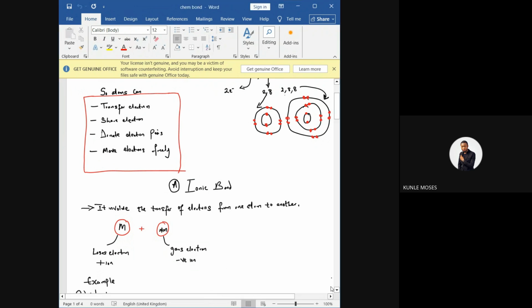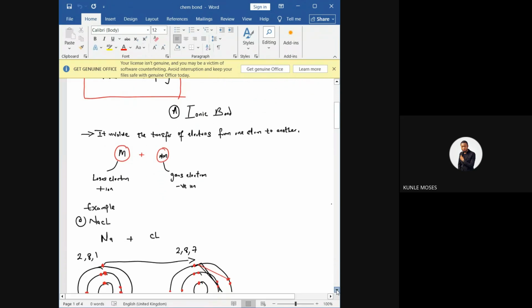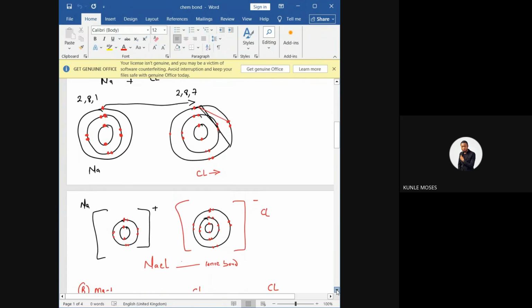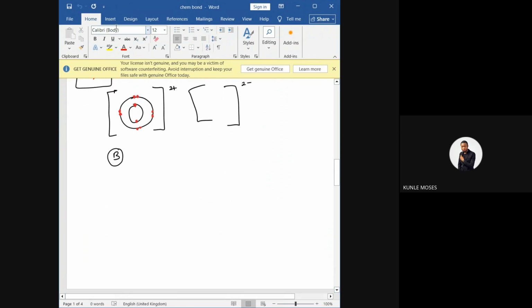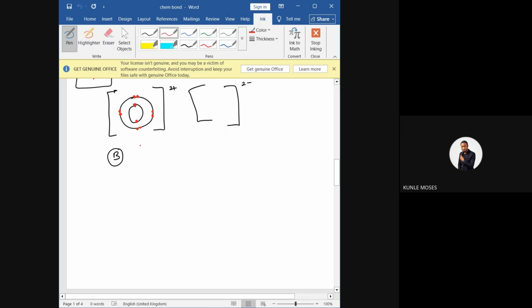So I believe you guys understand ionic bond easily now without any issue. Now let's go to the second one, the part B. And that is the covalent bond. So the covalent bond, like I said, is actually different from ionic bond.